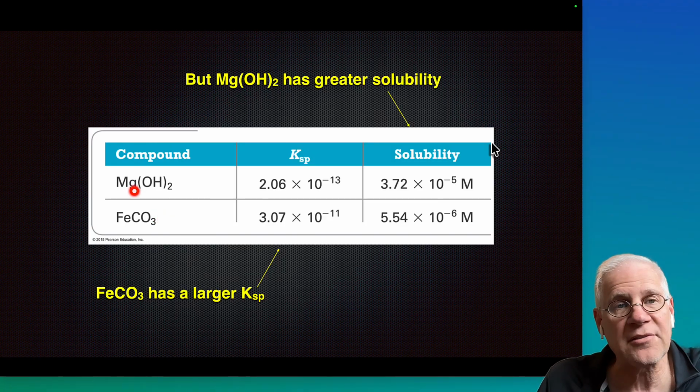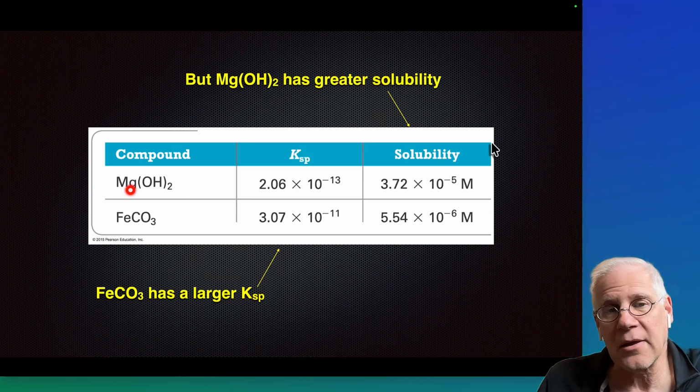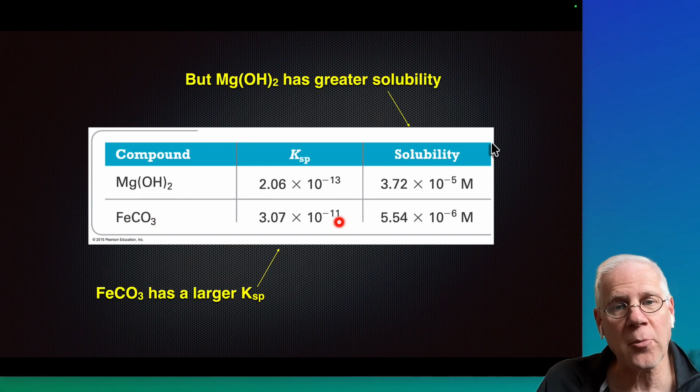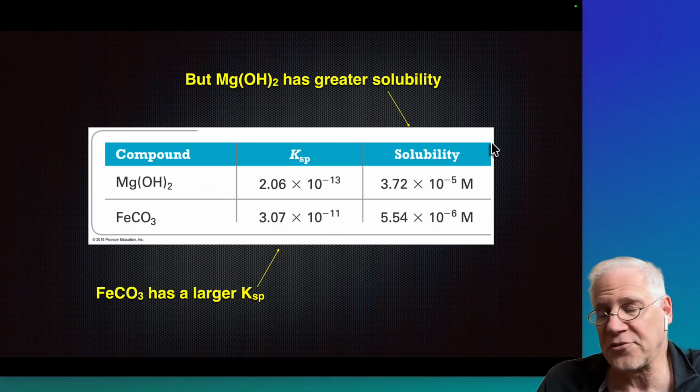We can see that they have a slightly different cation-anion ratio. Our magnesium hydroxide is 1 magnesium to 2 hydroxides. Our iron carbonate is 1 iron to 1 carbonate ion. We see that the iron carbonate has a larger KSP. So if we were to do a direct comparison, we would say that the iron carbonate is more soluble, but it is not. And that's because we cannot do a direct comparison because of the different ratio here.